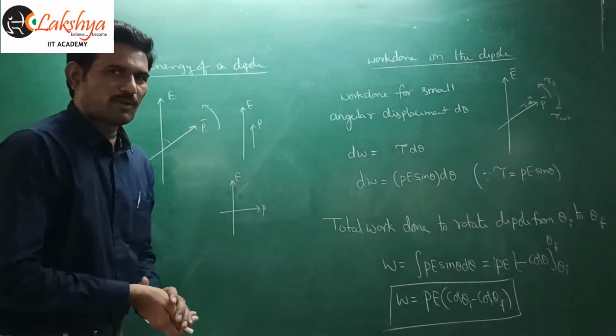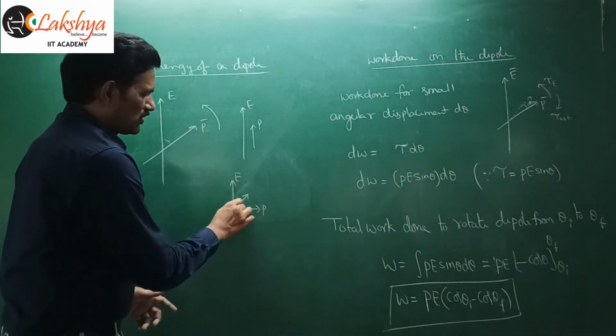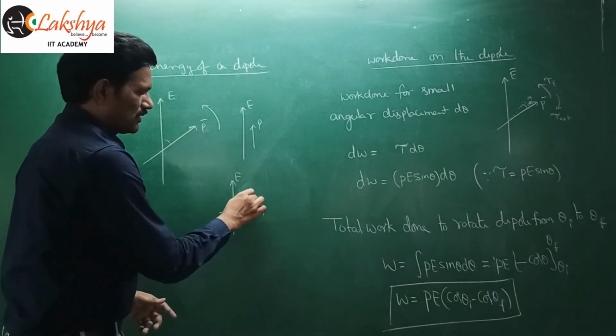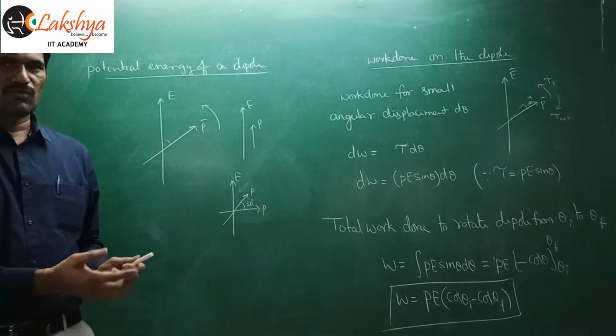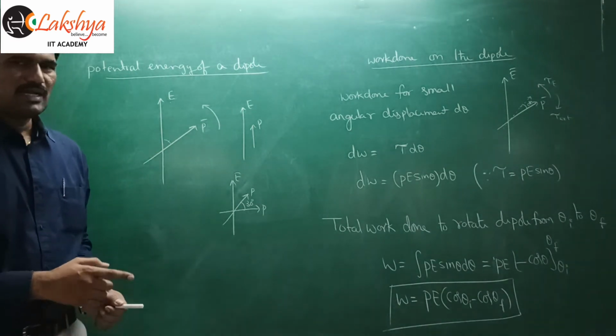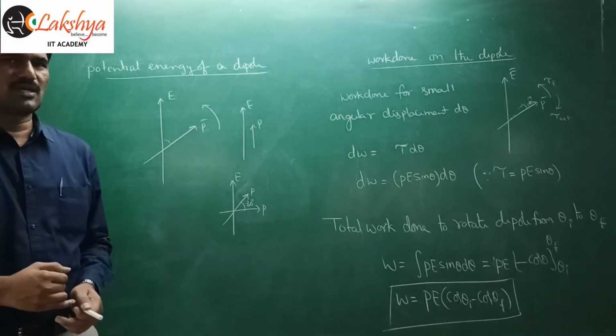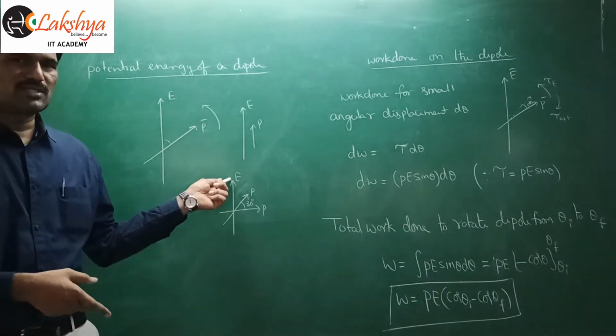That means initially they are perpendicular to each other. Now it is turned through an angle of 30 degrees. Now what is the work done by the external agent? So in this, what are the theta 1 and theta 2 values? Theta 1 is 90 degrees because initially it is perpendicular to this field. So theta 1 is 90 degrees.